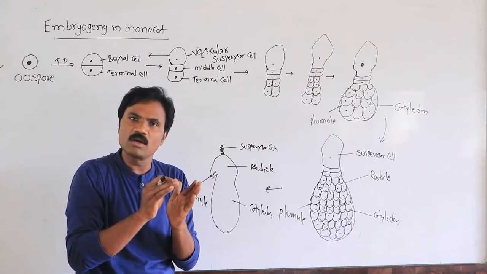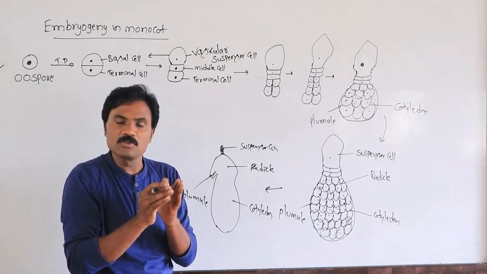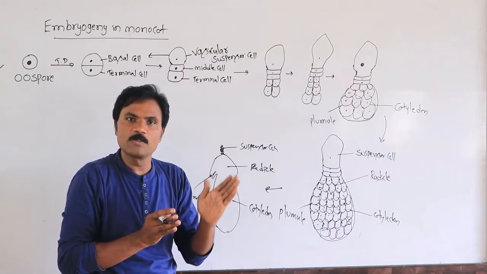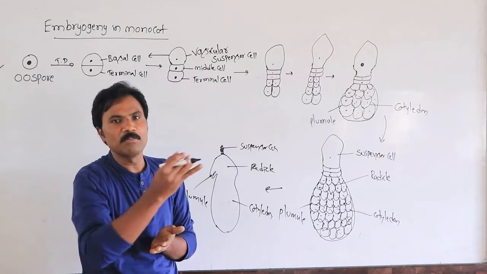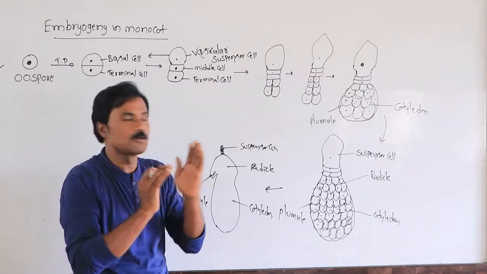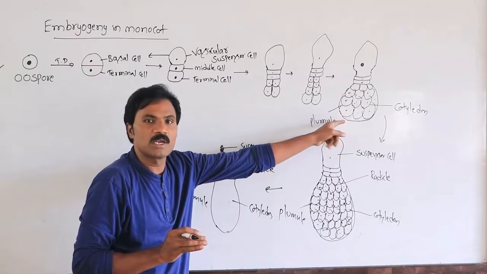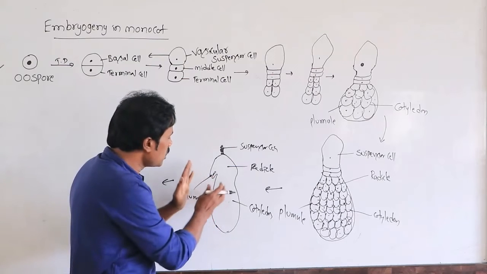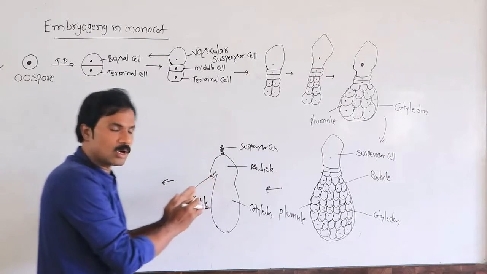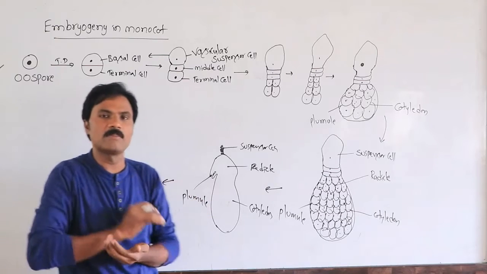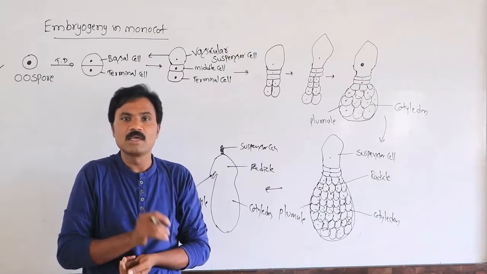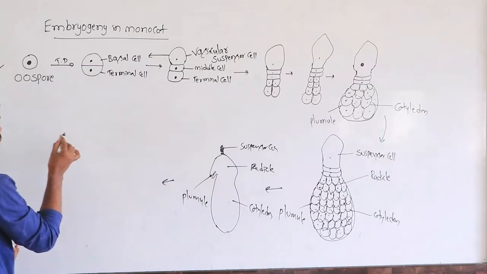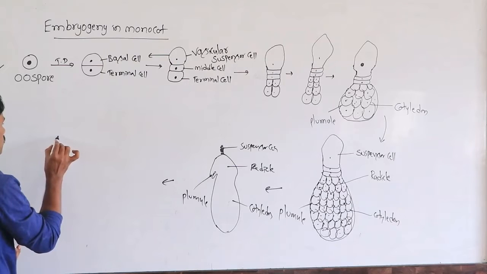In a dicot, there is a specific heart shape, then the torpedo stage, and then the matured embryo. Here in monocot it is present only up to the spherical stage. After the spherical stage it is elongated. Then after maturing, this is the matured monocot embryo. The matured monocot embryo is common in some of the grasses.